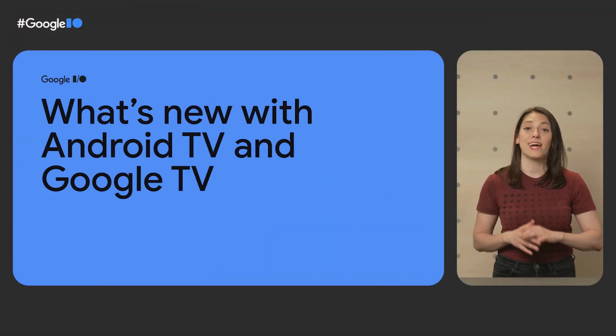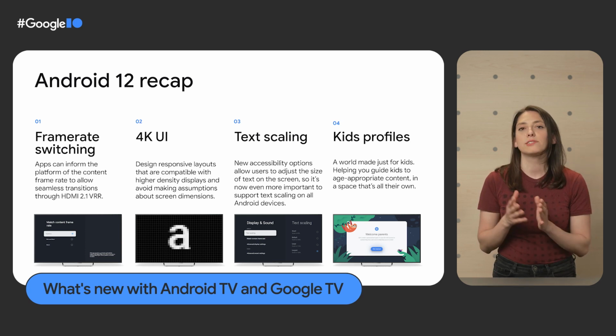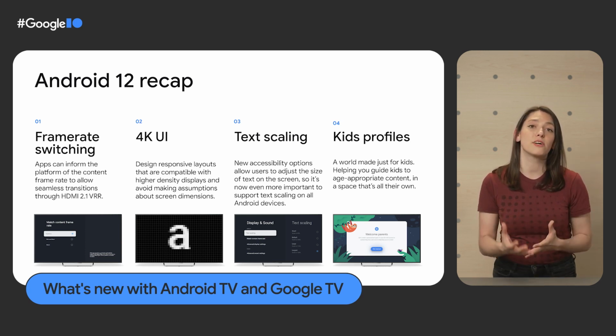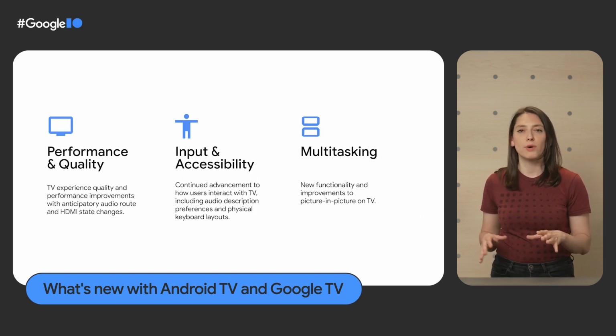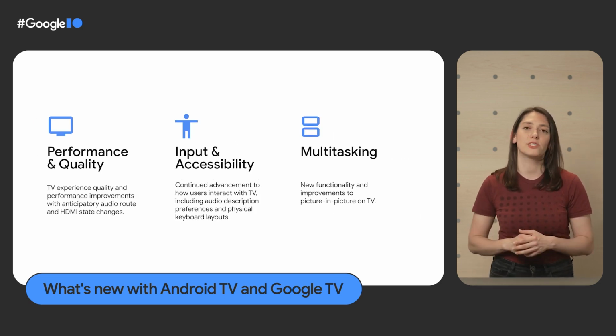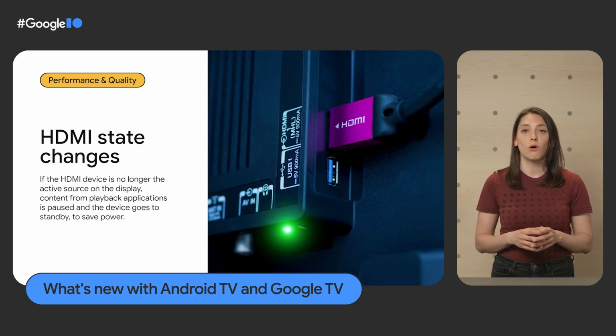Now, think big, really big, TV. In What's New in Android TV and Google TV, we recap the improvements in Android 12, such as 4K UI support or curating content for a dedicated Watch Next space for kids' profiles. We then take you through the new features in Android 13 that improve performance and quality. For example, Audio Manager has the ability to anticipate audio route changes, or reacting to HDMI state changes to save power and pause content when needed.